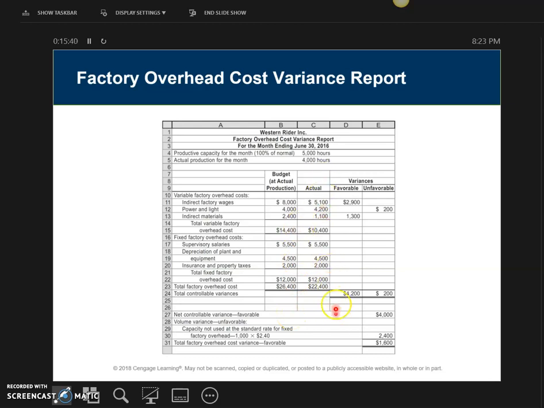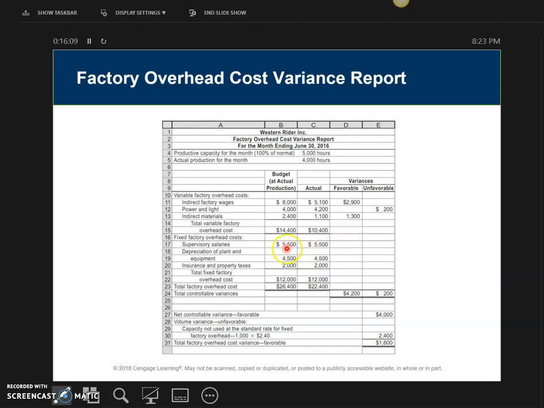These are my actual. Anytime I'm doing a variance report on each individual one, I'm going to go across this way. This is what I budgeted. This is what I spent. So obviously I didn't spend as much as I thought I was going to, so it is favorable by 2,900. Under power and lights, I actually spent more than I expected, unfavorable. And in direct materials, I spent less. So that's a breakdown. This is called the factory overhead cost variance budget.